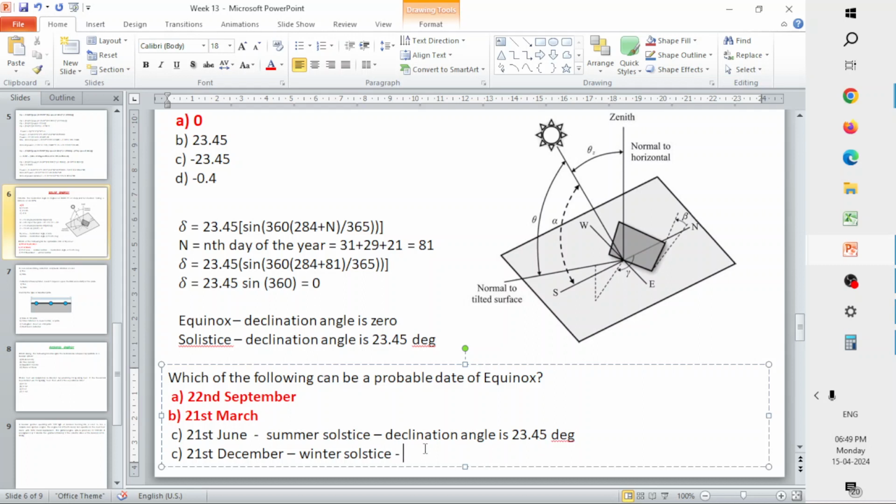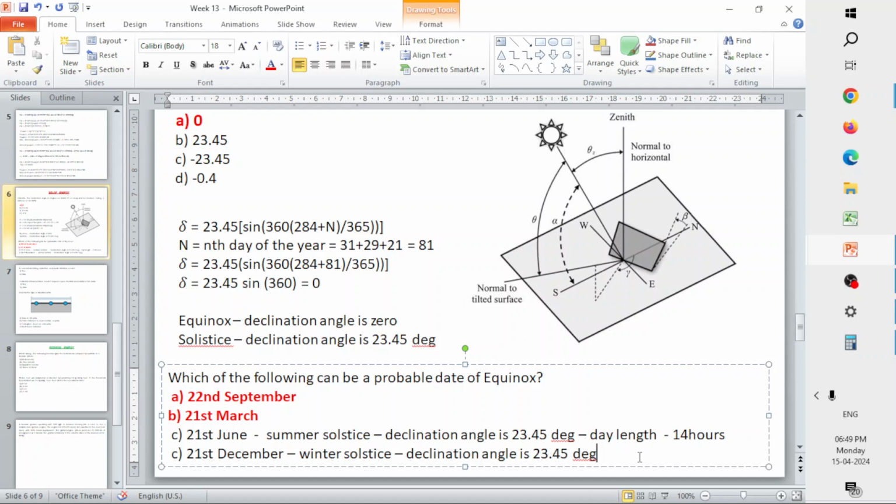Similarly, during the winter solstice also, the declination angle will be 23.45 degrees. And during the summer solstice, the day length will be more. So it will be the longest day in that particular calendar year, approximately 14 hours. If you see the daylight, the sunlight will be there for 14 hours. So this is the longest day in a calendar year.